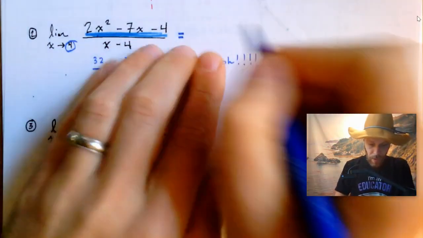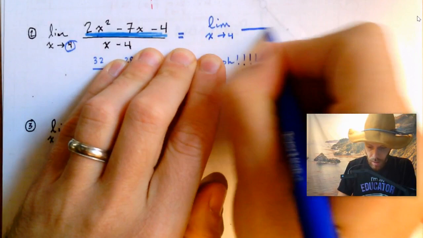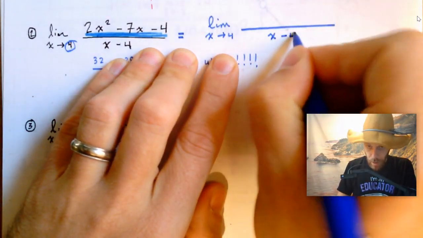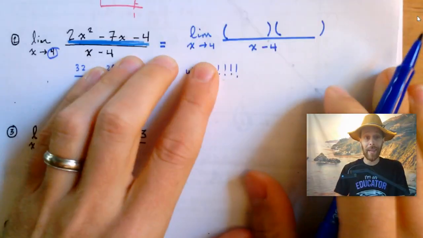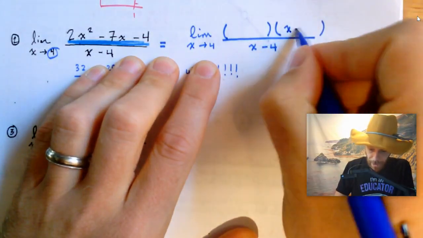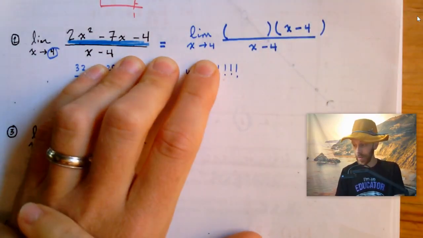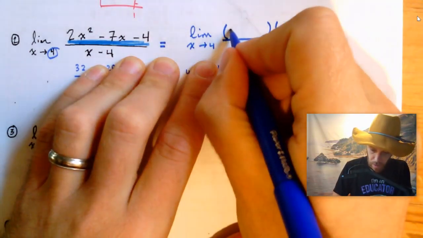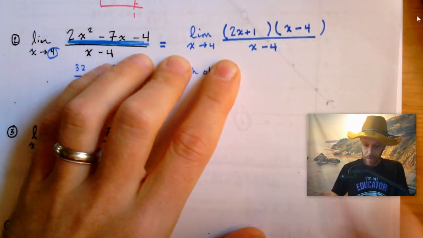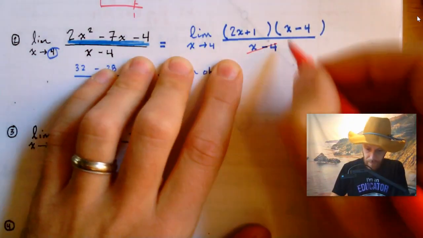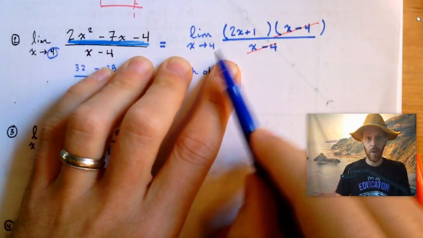So we could rewrite this as the limit as x approaches 4 of, I'm going to leave the x minus 4 alone on bottom, and on top, I'm going to factor. Now, if you're not great at factoring, I got good news for you. You know one of the factors is x minus 4 because that would have 4 as a root. You just have to figure out what the other one is. In this case, it comes out to be 2x plus 1. All right, well, here's what that means. That means that we can cancel this guy and this guy, and we're just dealing with the limit as x approaches 4 of 2x plus 1.